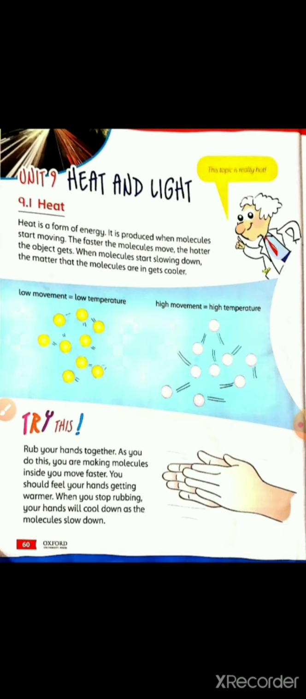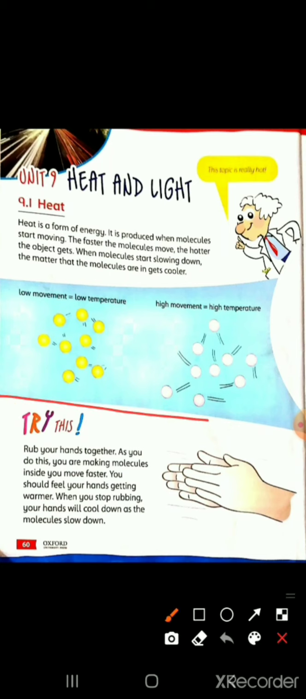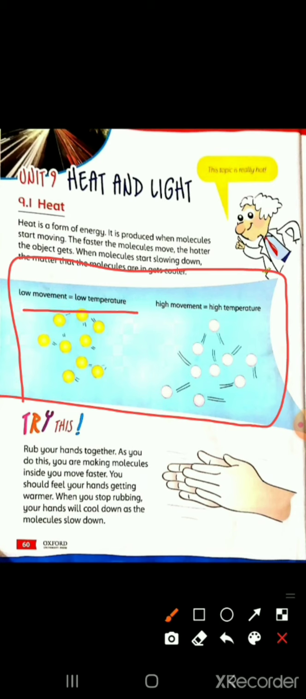Okay? And the matter or... now what you have gotten from all this example: slow movement means low temperature, high or fast movement means high temperature. Look at this diagram. Low movement is equal to low temperature.